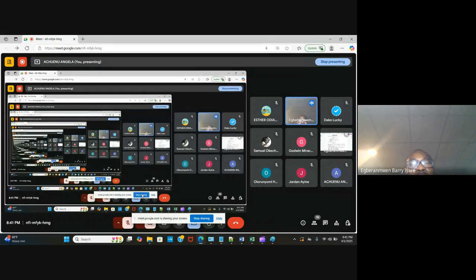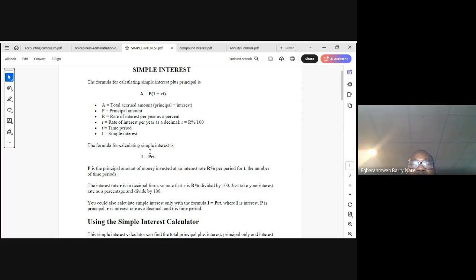Note that your small r must be converted to decimal. And your t, if it's not given in years, you must convert it to year. If it is in days, you divide by 365. If it is in months, you divide by 12. And if you are solving for r, small r equal to interest over PT, after getting your value, you must multiply by 100 to convert it to percentage.